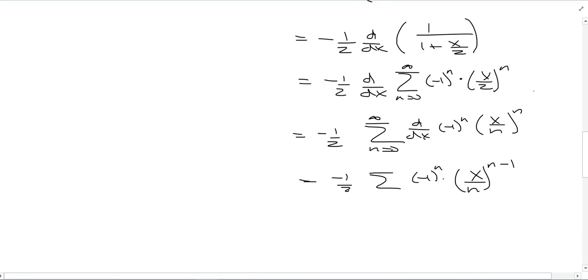Well, bring the power down, so it'll be n times x over n to the n minus 1 times the derivative of the inside, which would be 1 over n. So my n's actually end up canceling off. So that means that our function from part A has the power series negative 1/2.